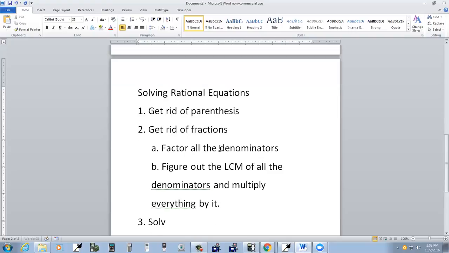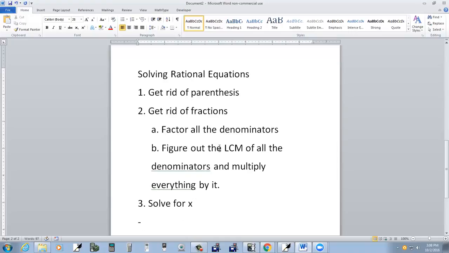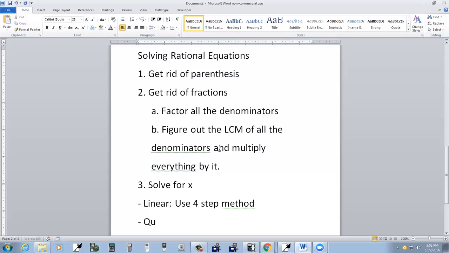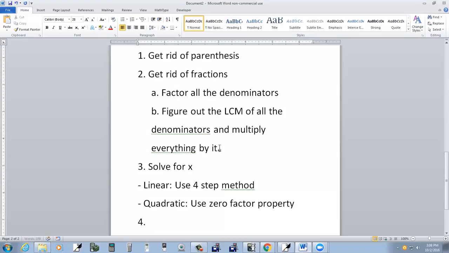Step 3: solve for x. And that's pretty vague, but it has to be vague. You'll either have a linear equation at that point, and you use the 4-step method we talked about, or you'll have a quadratic at that point, and you'll use the zero factor property. And then step 4, you semi-check your answer.